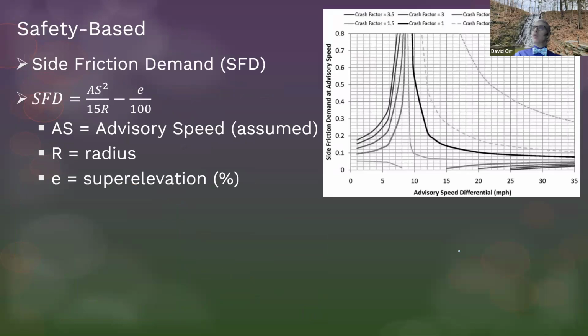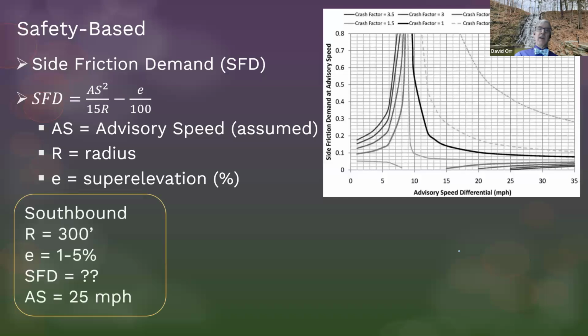There's another one, it's a new one. It's called the safety-based method, and it uses a chart. Okay? And what it is, the crash factor is based upon those crash modification factors that we've seen in some of the previous webinars. And essentially, it's just taking the side friction demand and you calculate it based upon the advisory speed, super elevation, and the radius. That's all there is to it. Okay? And what you do is you assume a series of advisory speeds, and you find the case where you've got the lowest crash factor. Okay? And that's the one you're going to choose in terms of where you fit.